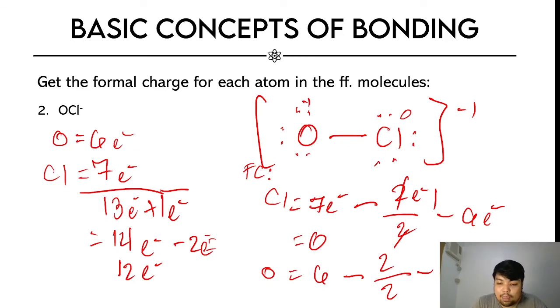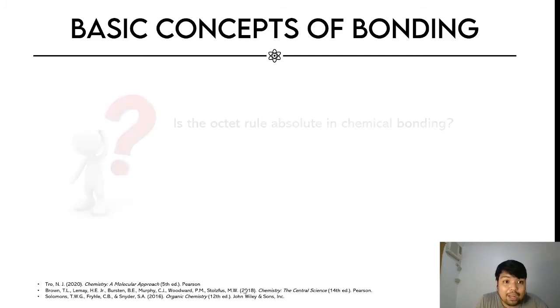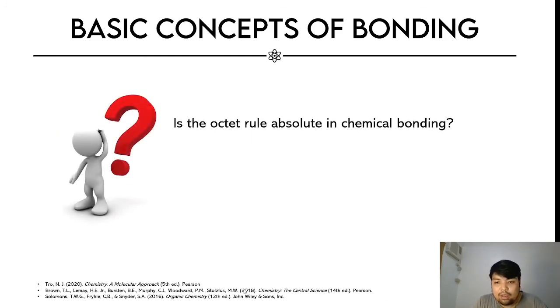Okay, now to answer your question, the inquiry about the aberration, I guess, in the valid Lewis structure of SO3 2-. So here's the question. We have seen in the sulfite anion that we showed earlier that the sulfur atom has gone beyond 8 valence electrons. So the question is, is the octet rule absolute in chemical bonding?